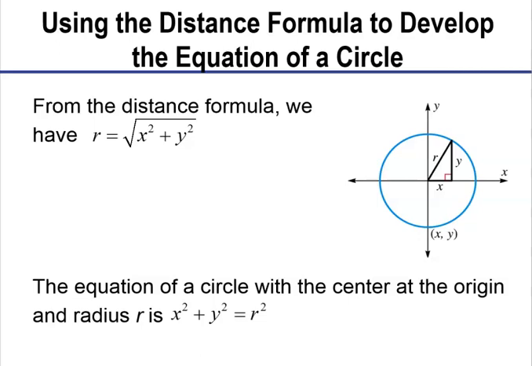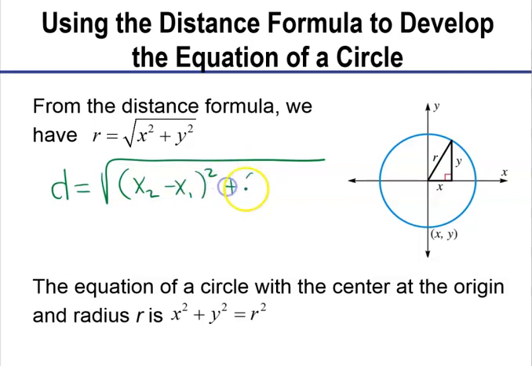Okay, so let's back up just a minute. Remember the distance formula that d is equal to the square root of x2 minus x1 squared plus y2 minus y1 squared. That's our distance formula. So when you look at that compared to what's written up here, you might be thinking, what in the world? All right, let's talk about it.